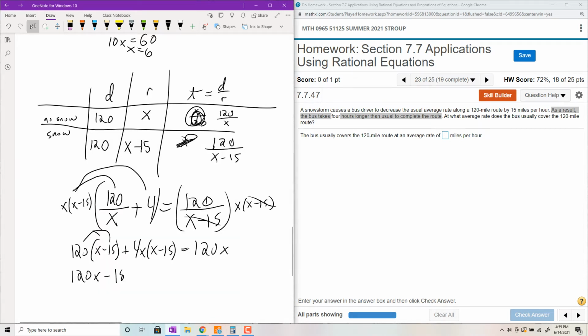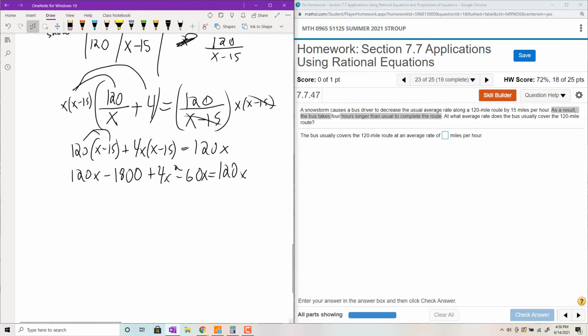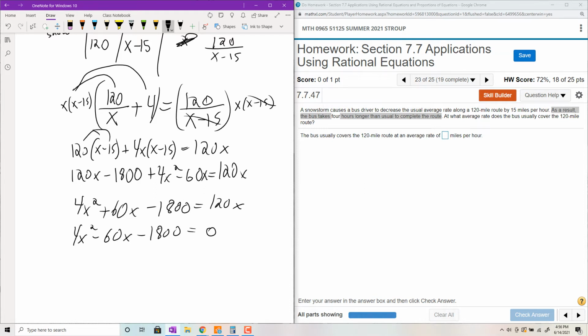$1,800 plus 4x squared minus 60x equals 120x. I lost my x there. Okay, combine like terms. So what do we have? 4x squared plus 60x minus 1,800 equals 120x. Subtract the 120x over: 4x squared minus 60x minus 1,800 is 0.